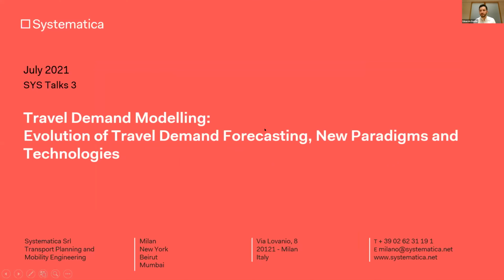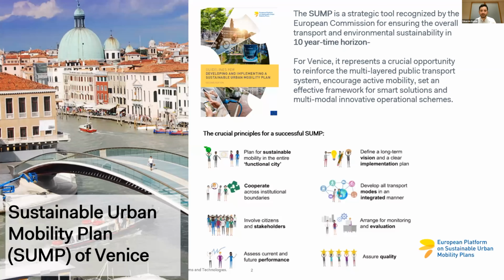First of all, thanks to everybody who has joined us today. We'll be showing you very briefly an application on the use of new data sources such as big data, floating car data, and mobile network data to approach strategic transport modeling. And the case study is the Sustainable Urban Mobility Plan of Venice.